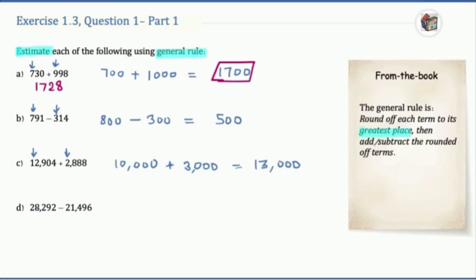So 28,292, greatest place is this again, the 10,000s place. So this is between 20,000 and 30,000.